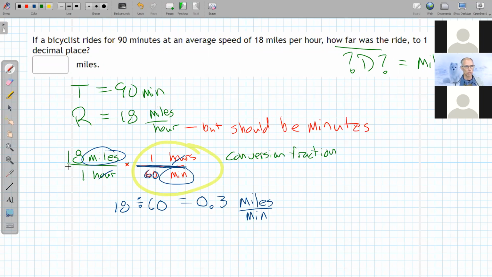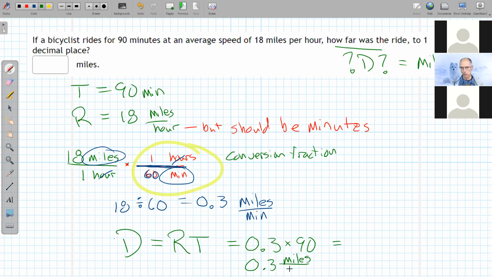All right, so now I have it set up right. I'm ready to use the formula. So the formula, D equals RT, was my original one. And now I have an R that I can use. So that's the 0.3. And I have a time of 90. And I can just multiply those together. Another way to check that I'm doing this right is if you include the units on these numbers. So if instead I wrote that as 0.3 miles per minute, and I multiplied that by 90 minutes, I need the units to work out to be whatever D needs it to be. And if I multiply miles per minute by minute, the minutes in the bottom cancels with the minutes in the top, leaving miles. And I wanted D to be in miles.